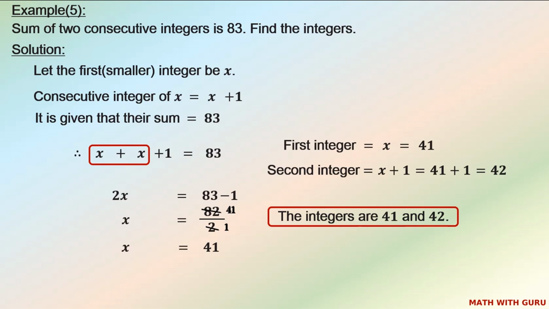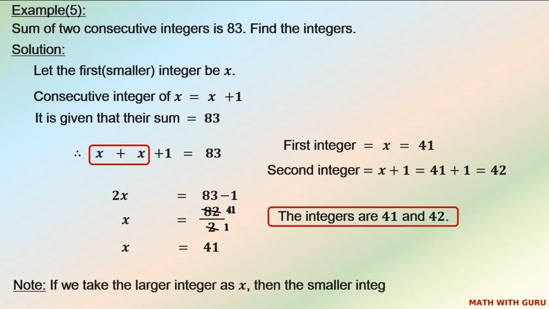You can take the larger integer as x. If we take the larger integer as x, then the smaller integer would be 1 less than x, that is x minus 1. You can solve this equation taking x and x minus 1 as the consecutive integers.